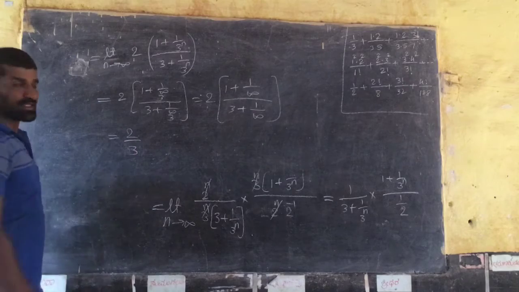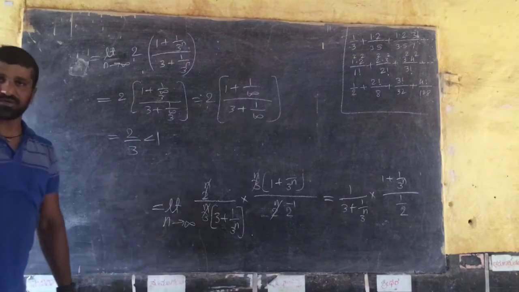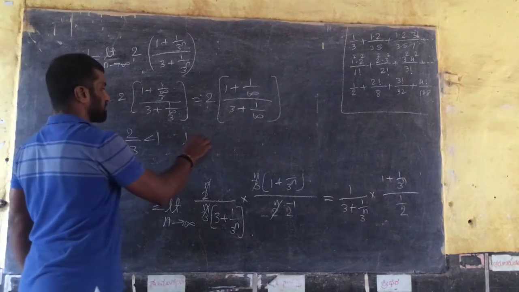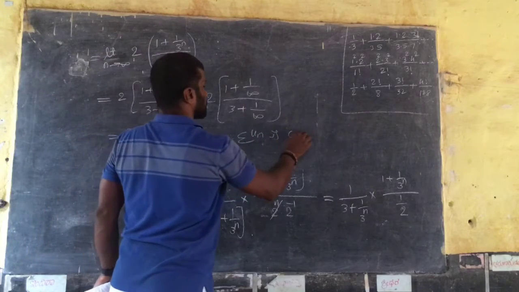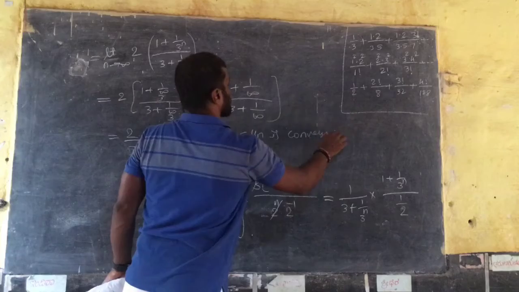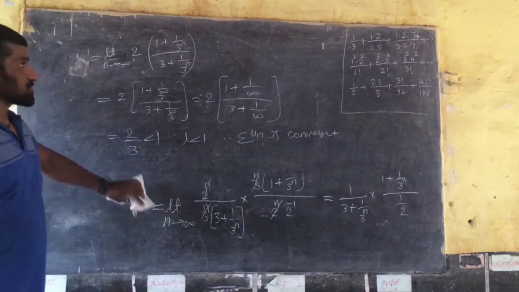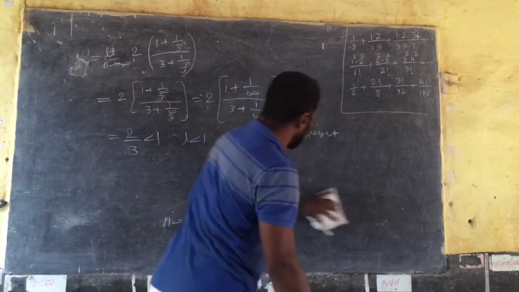So 2 by 3 is less than 1. By using the ratio test, L is less than 1. So therefore the summation of u_n is convergent. Right? Similarly, let us see how to solve the next example.